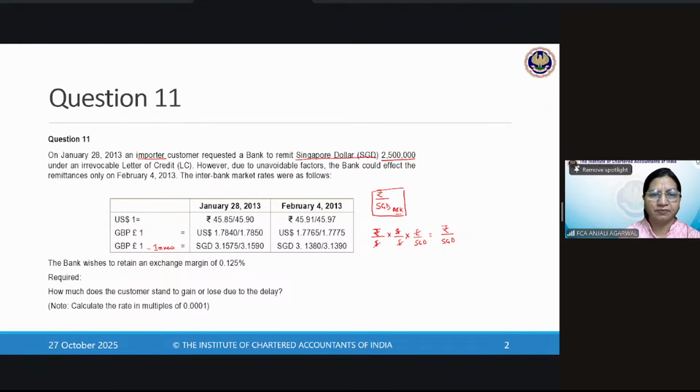We are given SGD by GBP, so we will be inversing this quote, and therefore this ask will be multiplied by, divided by this bid. So as we inverse the quote, 1 upon bid becomes ask and 1 upon ask becomes bid. So executing the same here, 45.97, 1.775 divided by 3.1380. Finally, as we have a margin also here, we will add the margin because we'll have to pay the margin extra. So you will calculate how much is the loss or gain to the customer because of the delay.